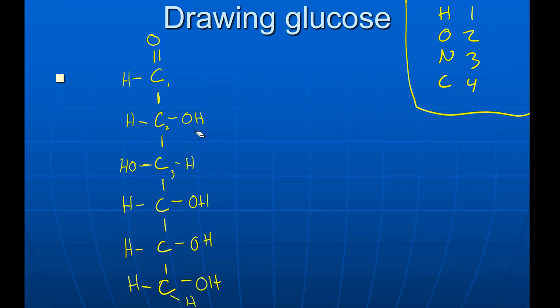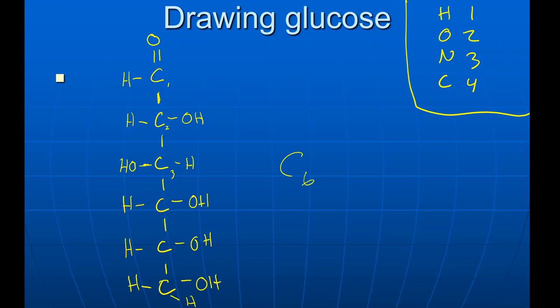So how do you check your work? All right, first make sure you've satisfied HONC. Do all the carbons have 4 covalent bonds? Do all the oxygens have 2 covalent bonds? Do all the hydrogens have 1? Second, you check the formula. Do you have 6 carbons? 1, 2, 3, 4, 5, 6.